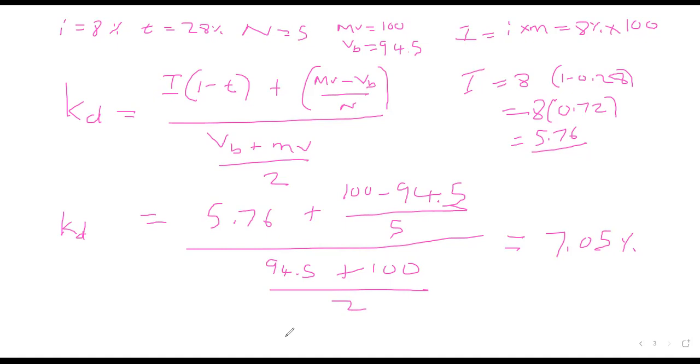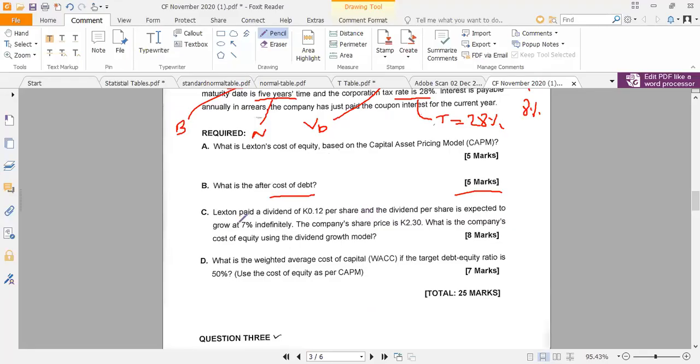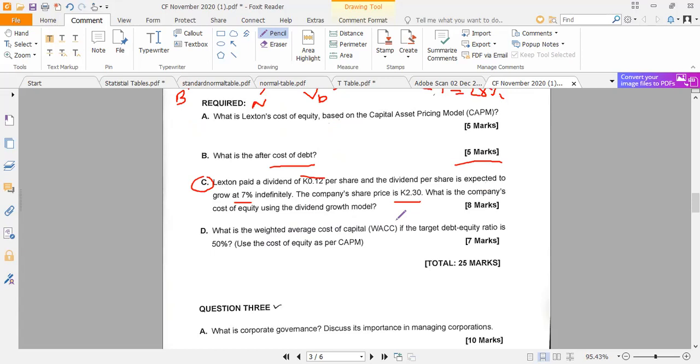So I'll explain more of this for those who missed bond valuation, very important. So we're going to look at part C. We're told that Lexington paid a dividend of 0.12 per share, and the dividend per share is expected to grow at 7% indefinitely. And the company's share price is 2.3. So using Gordon's model, we know that Gordon's model is what?